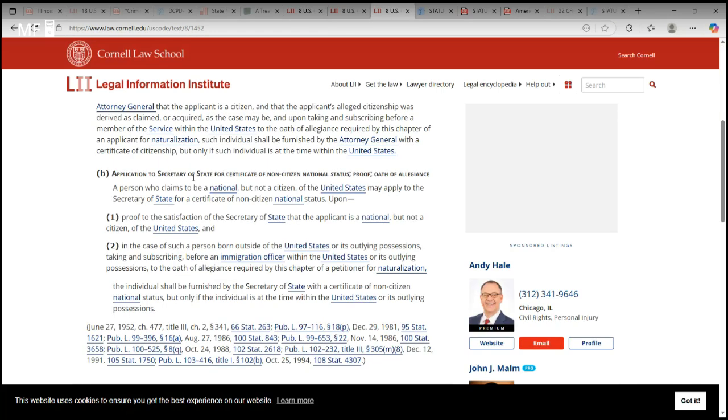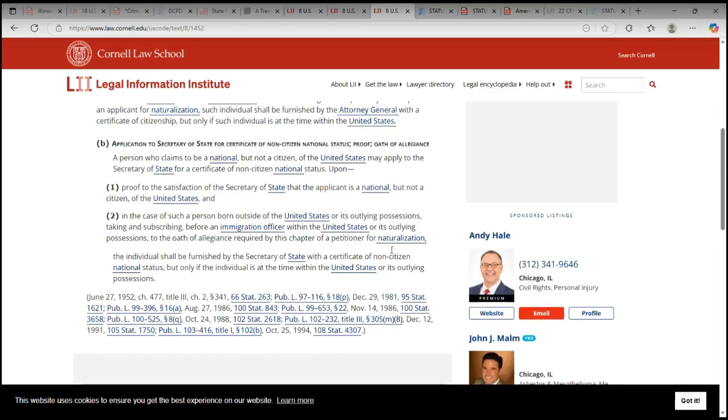Section 1452, Part B, states, a person who claims to be a national but not a citizen of the United States may apply to the Secretary of State for a certificate of non-citizen national status upon one, proof to the satisfaction of the Secretary of State that the applicant is a national but not a citizen of the United States. And two, so this is an "and." Two, in the case of such a person born outside the United States, they want their oath of allegiance. So this right here is an "and," only in conjunction if the person was born outside the United States or its outlying possessions. They want that oath, the same one as if it's for naturalization.